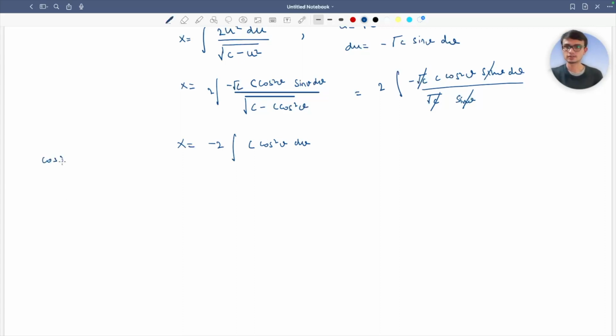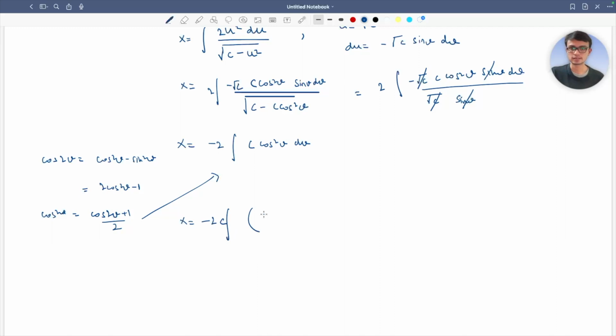So we have cos 2v equal to cos squared v minus sine squared v. And then I will write sine squared as 1 minus cos squared. So that becomes 2 cos squared v minus 1. And cos squared v will just become (cos 2v plus 1) by 2. Yeah, so I'll have to put this choice here. So my x becomes minus 2 integral. See, I can take c outside, and that is cos 2v by 2 plus 1 by 2 dv.